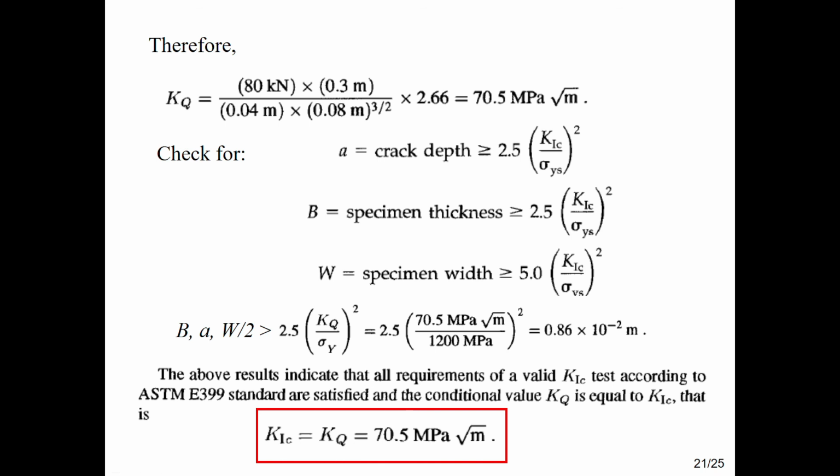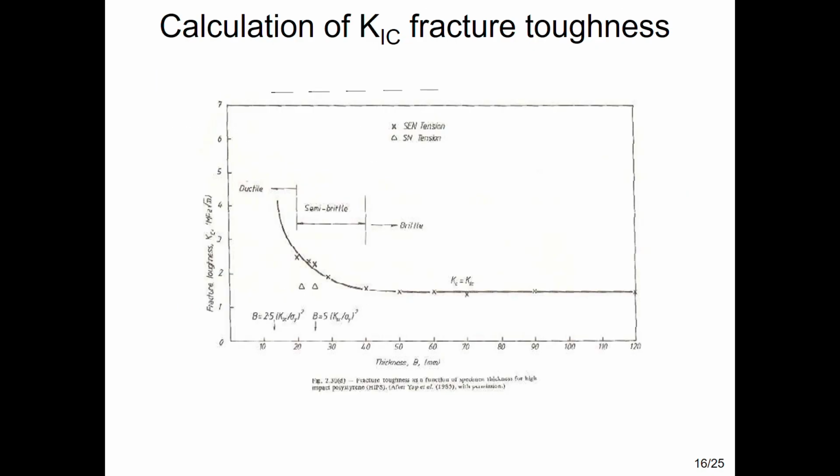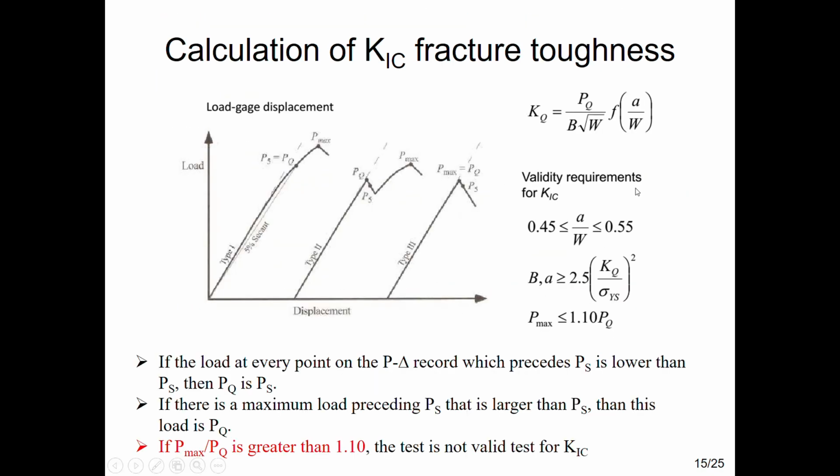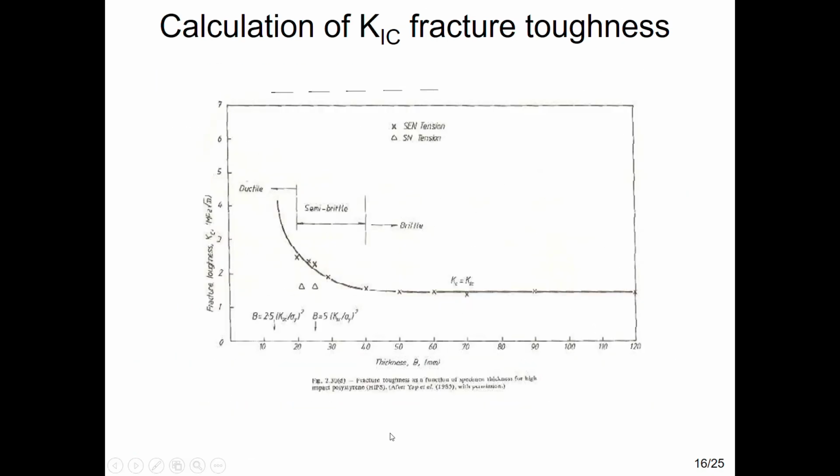And the conditional value KQ is equal to K1C, that is this value, 70.5 megapascal times square root of m. So basically what you have solved here is to find whether the specimen is applicable for the test or not, according to the rules and regulations described in the requirement here in this slide.